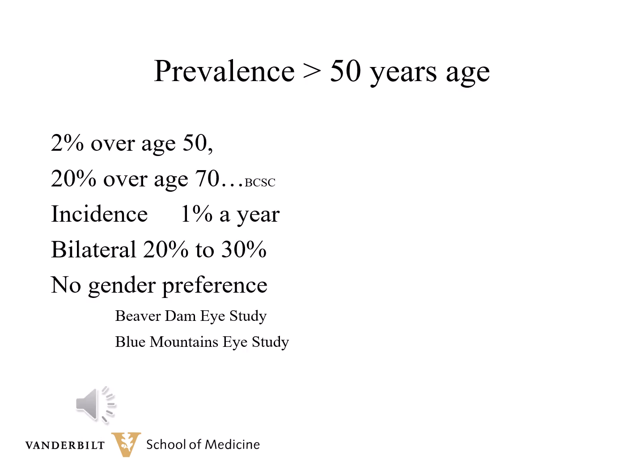tumors. Now, if you do a careful examination on your patients, you will find epiretinal membranes in about 2% of your patients who are over 50 and upwards of 20% of patients if they're over 70. There's no gender predilection, and it is often bilateral. And these figures do come from both the Beaver Dam Eye Study and the Blue Mountains Eye Study.